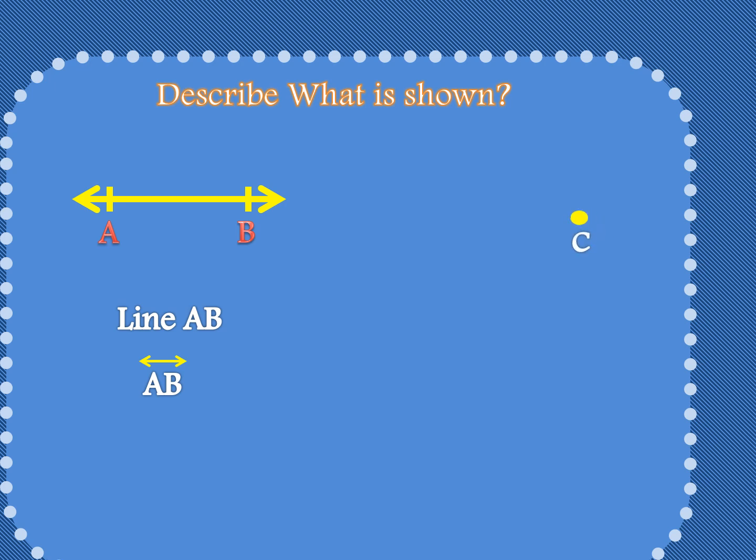Okay. What about the other one, which is called, of course, point? How to name this point? As I said to you, using its letter, which is C here. So this point will be point C. Okay, guys.